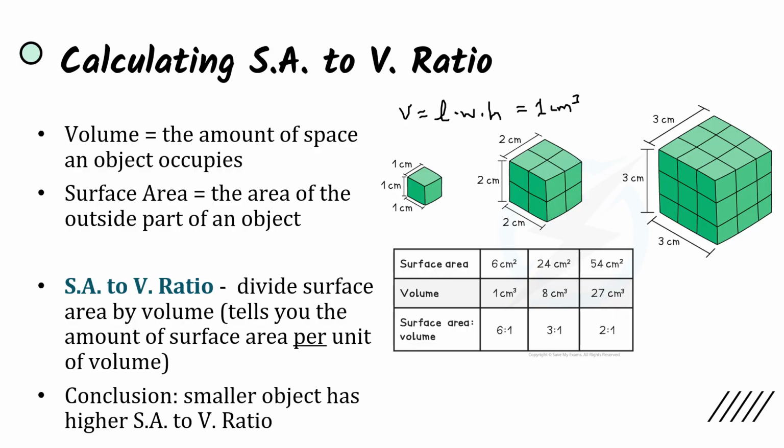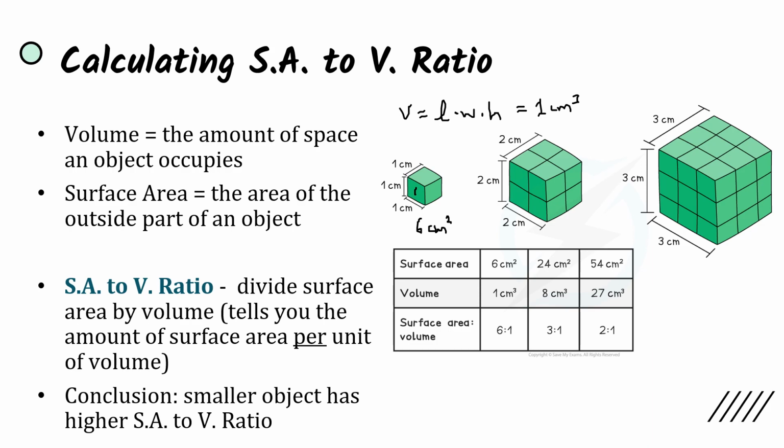And now surface area means we need to calculate the area of one face of the shape and then add them up. So the area for this face is going to be 1 centimeter squared. However, a cube has 6 faces, meaning that the total surface area is going to be 6 centimeters squared.